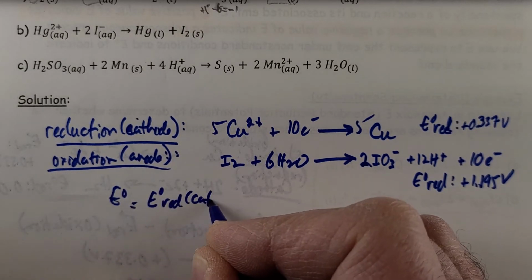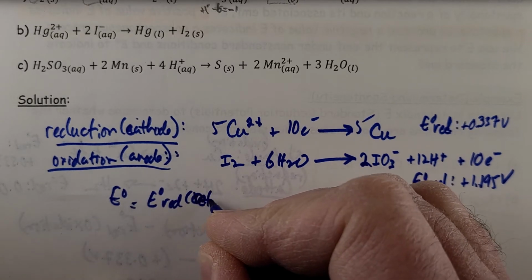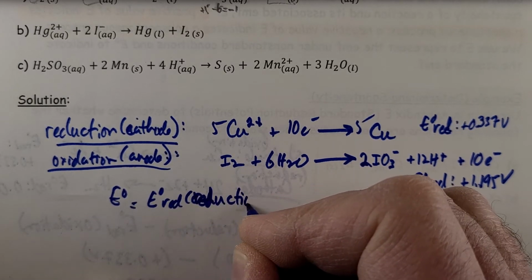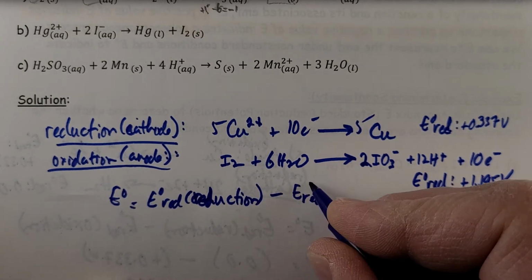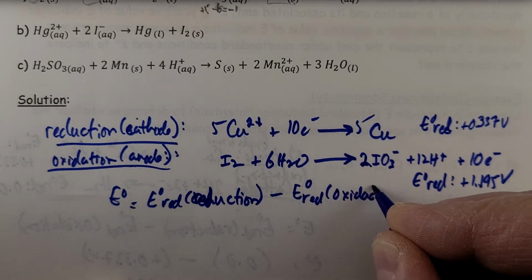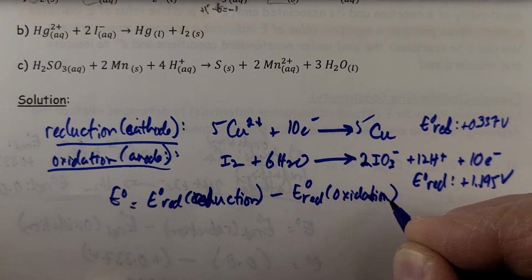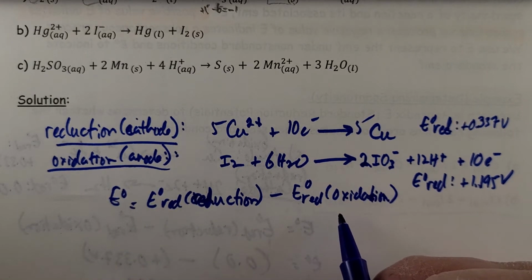So the reduction, at the cathode, that's where we have reduction. I was going to write cathode there because I'm so used to doing that. And then the reduction potential where there's oxidation. Hopefully by this point we have it nailed that reduction is at the cathode and oxidation is at the anode.